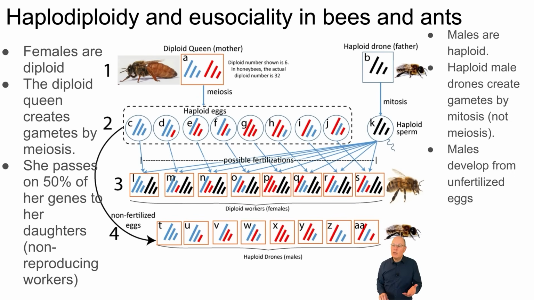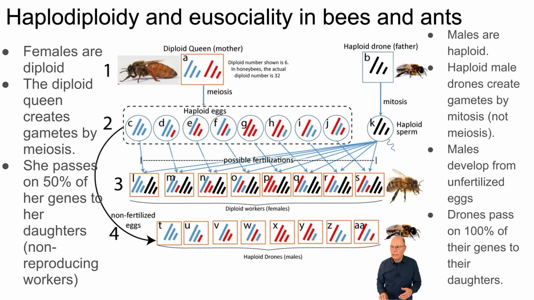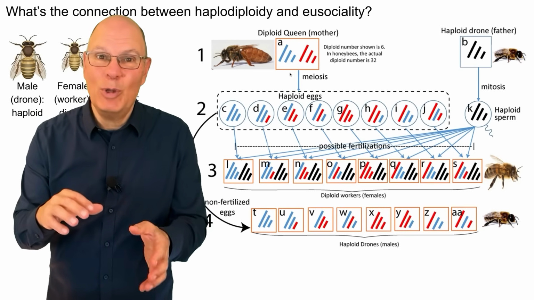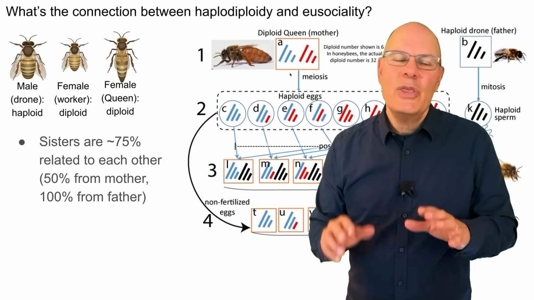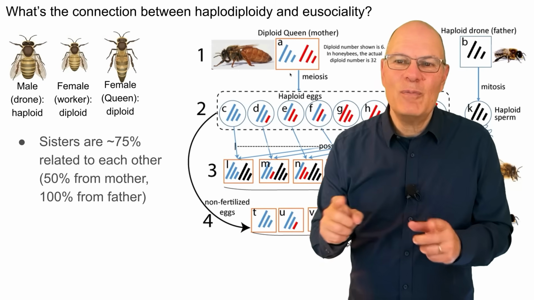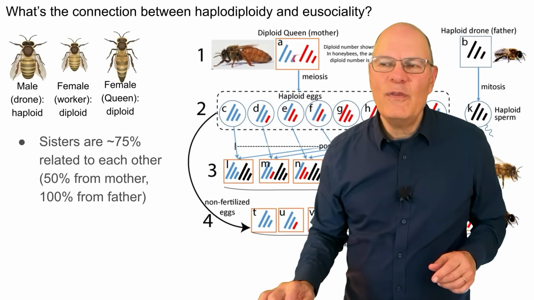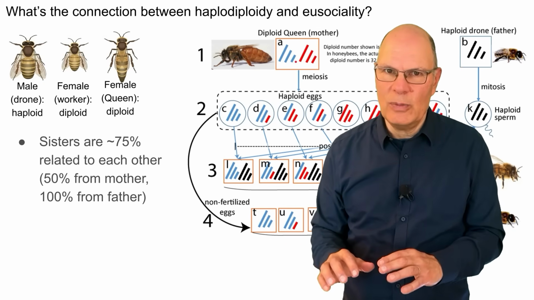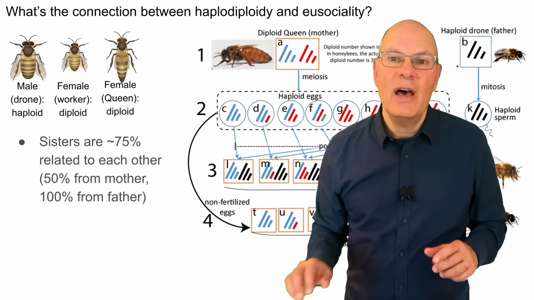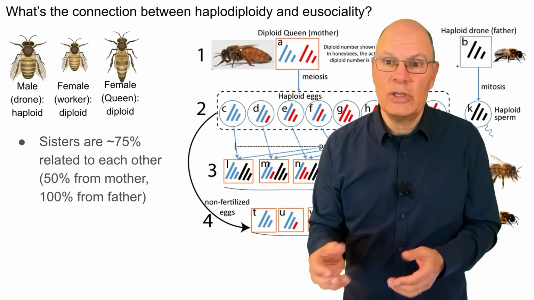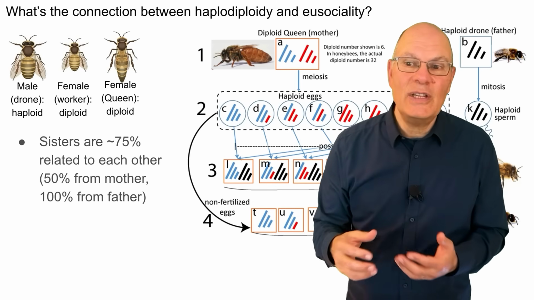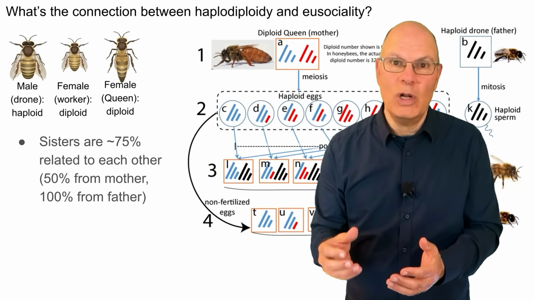How do you get to be a male? Males develop from unfertilized eggs that are laid by the queen, and the drones, as I just said, pass on 100% of their genes to their daughters. So how does haplodiploidy connect to eusociality? The sisters are 75% related to each other. What do I mean by that? Well, they inherit 50% of their mother's chromosomes and 100% of their father's chromosomes. So on average, they're 75% related to one another.